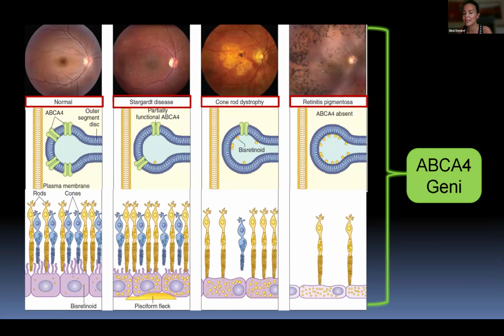Easily, we can say that usually we see Stargardt disease, but as we all know, we have different phenotypic types when we have an ABCA4 mutation. The patient can be totally normal or have Stargardt disease, cone-rod disease, or retinitis pigmentosa. So the patient has a kind of rod-cone dystrophy. This is the first part.